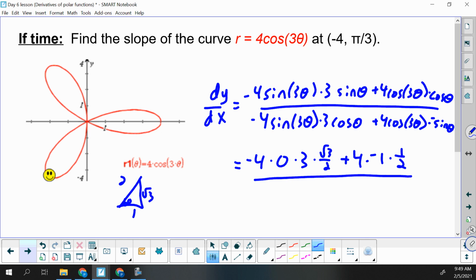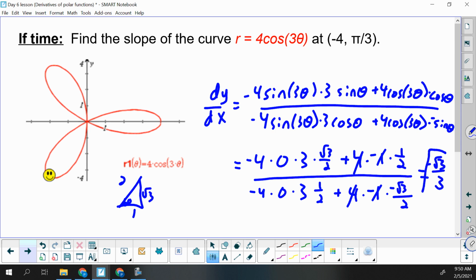In the denominator, we'll have that same negative 4 times 0 times 3, but now we've got cos of the pi over 3, so that was our 1/2, plus 4 times the same negative 1 as we had before, and then times negative square root of 3 over 2, negative square root of 3 over 2 because there's a negative sign of that. So the first two parts wipe out, the 4's divide out, the negative 1's divide out, and this is essentially the same thing we saw before, so it'll end up as negative radical 3 over 3. And all they wanted was the slope in this one.